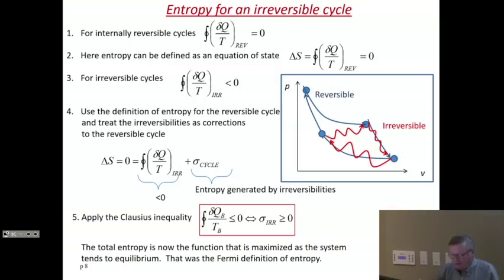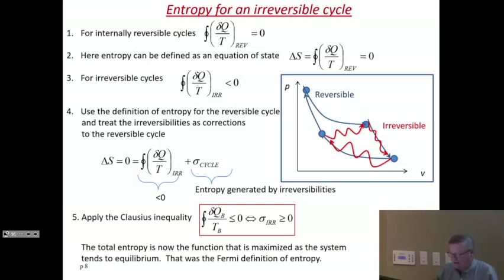So now you have a total entropy function, that is this reversible entropy, well-defined as the integral of δQ over T over the reversible cycle, plus the entropy generated by the irreversibilities, and that is actually the function that has to be maximized as the system goes to equilibrium. This was the Fermi definition of entropy.